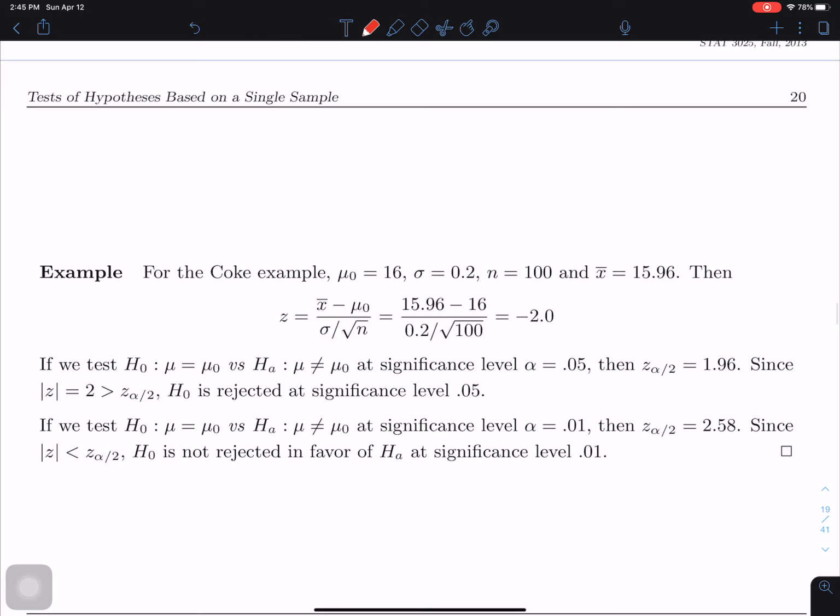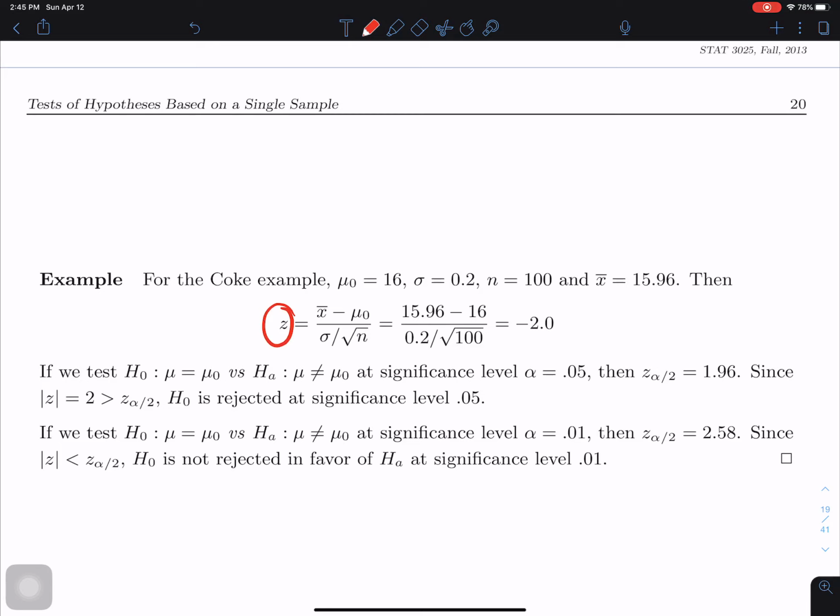And here is an example. For the Koch example, we have mu 0 equals 16, which is our hypothesis value, and we have sigma equals 0.2, this is what we know, and n equals 100. And we observed that x bar is equal to 15.96. Then we can calculate this z value by plugging in all of the known numbers, and this gives us a number, -2. If we would like to test H0 versus HA of this form, then when my alpha is 0.05, my z alpha over 2 will be 1.96, right?